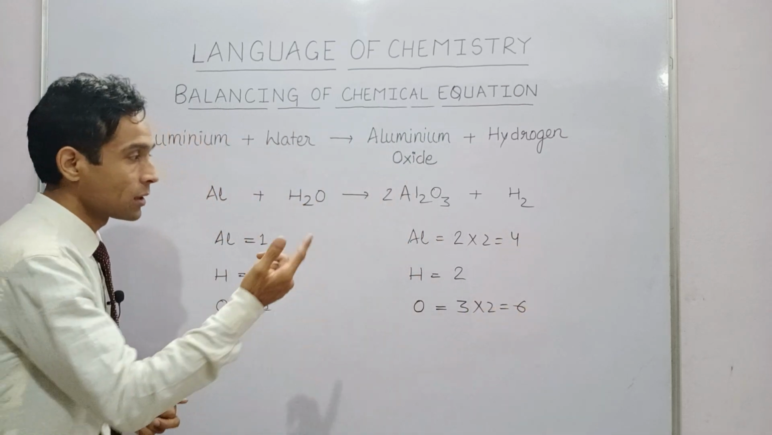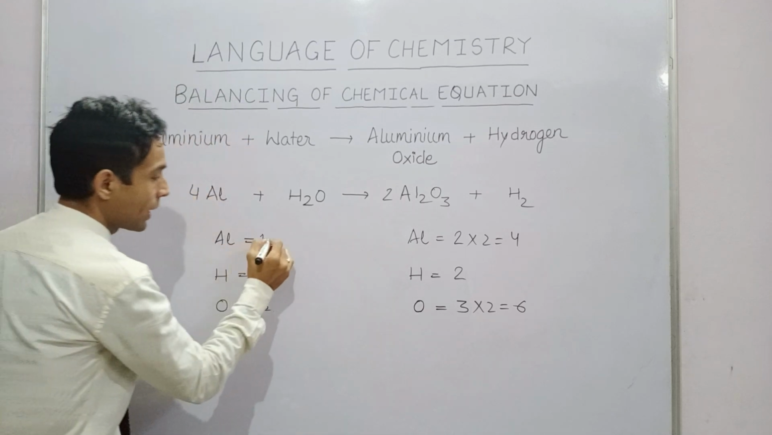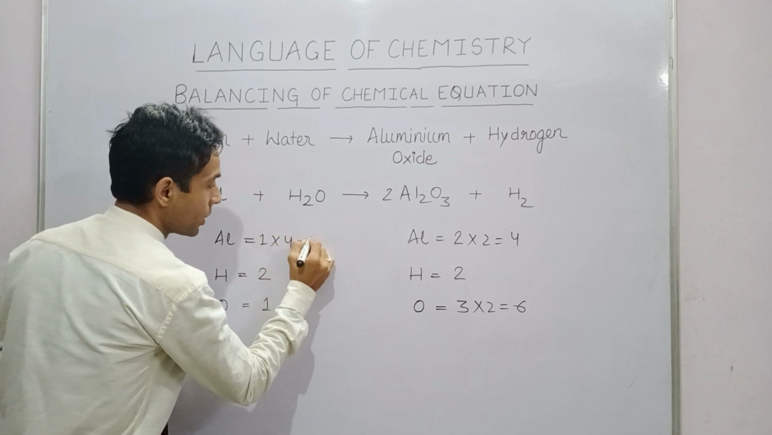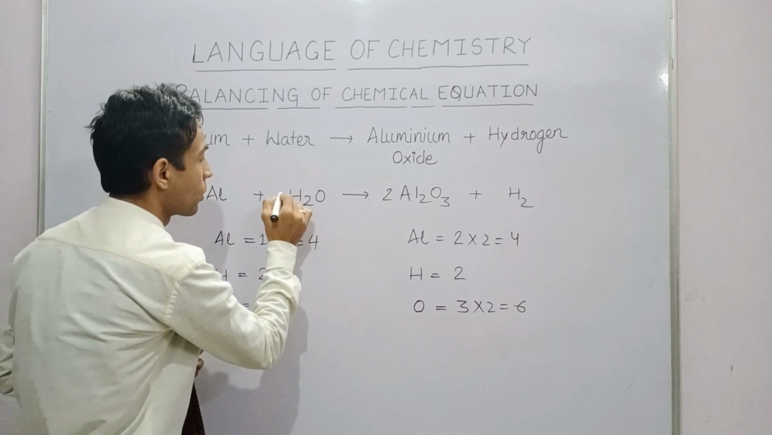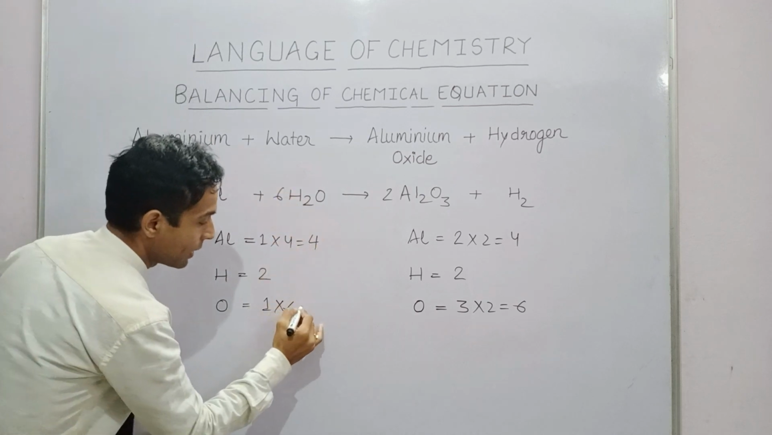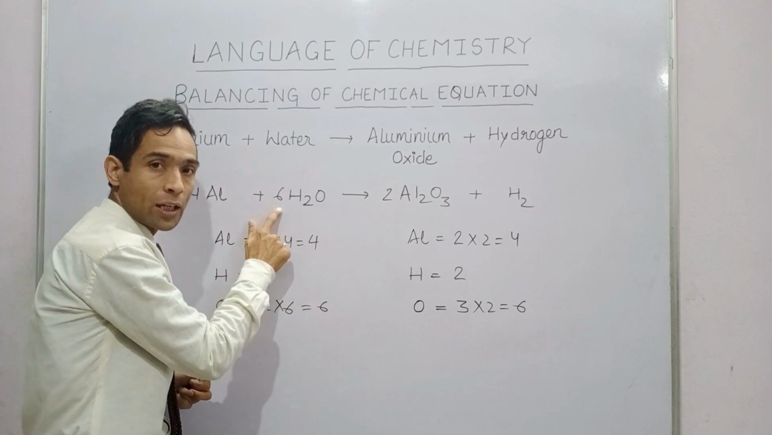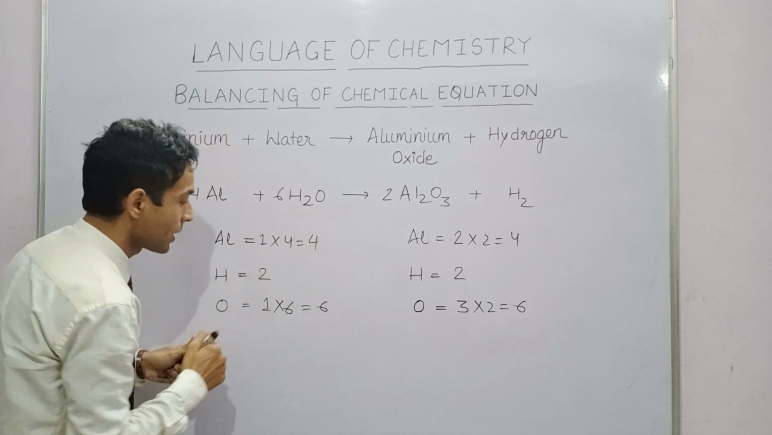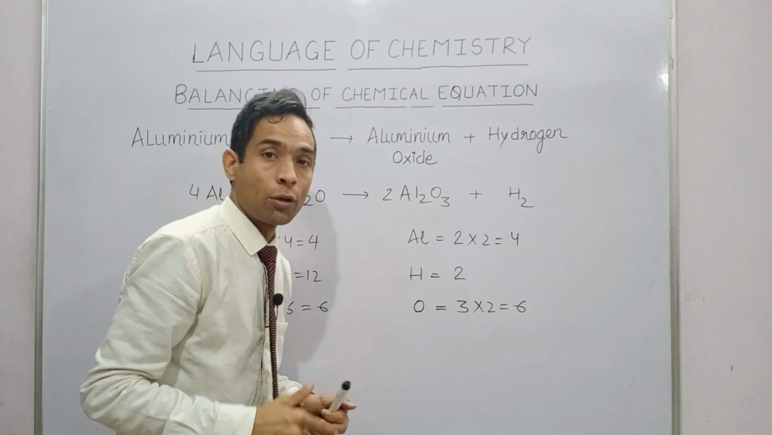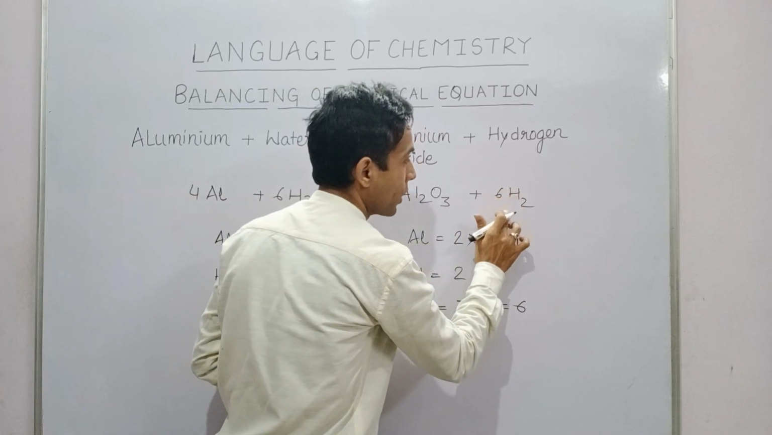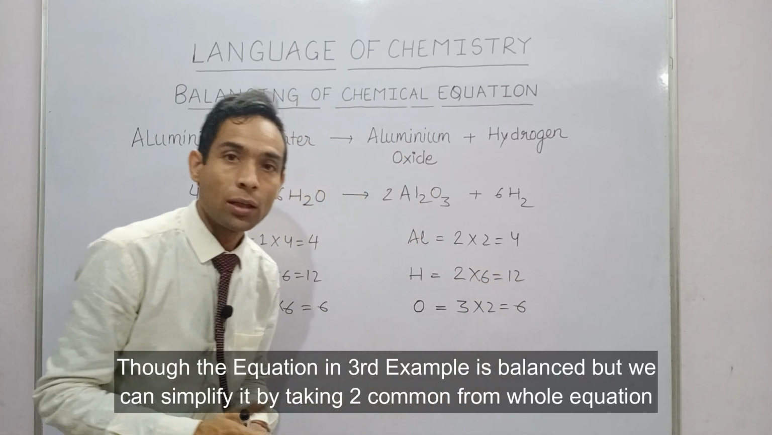Now in order to balance the aluminium atom, I am going to place 4 before aluminium in left hand side and this balances the aluminium atom. In order to balance the oxygen atom, I am going to place 6 before H2O and this balances the oxygen atom. But you can see by placing 6 before H2O, this has changed the number of hydrogen atom to 12, and in order to balance hydrogen atom we are going to place 6 before H2 on the right hand side, and this has balanced the chemical equation.